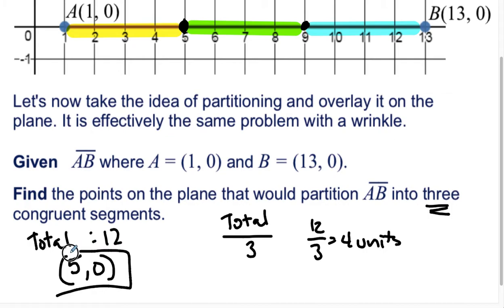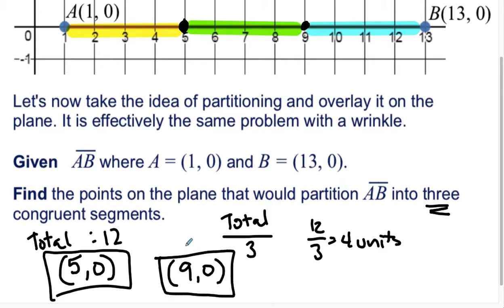That's 1 point. And then this point, which is 9, 0. That's your final answer. Now let's take a look at a second example.